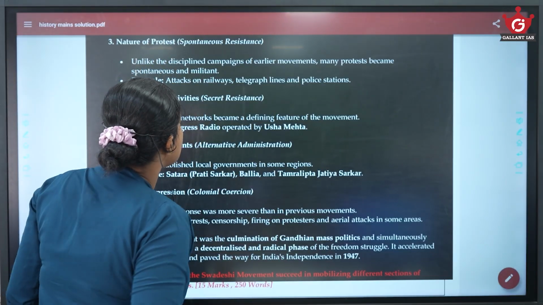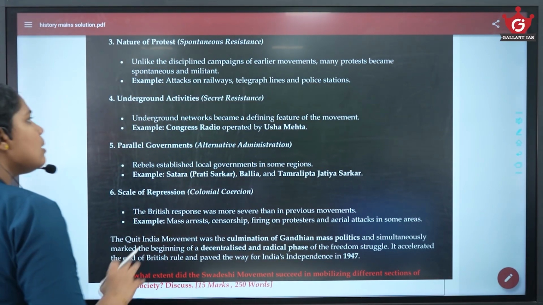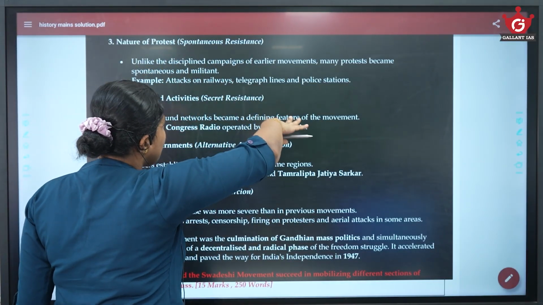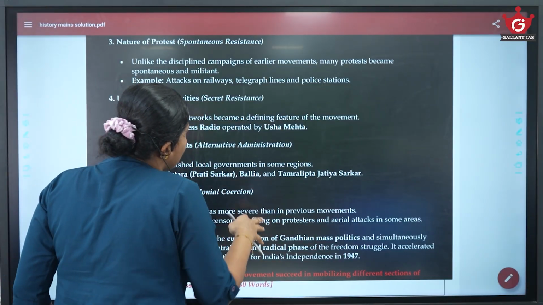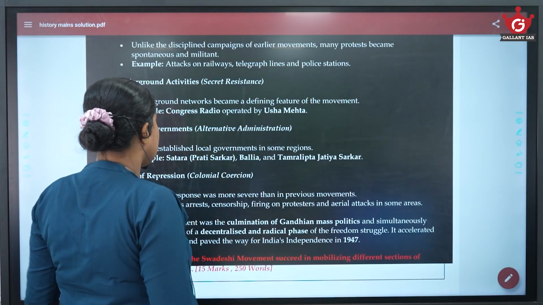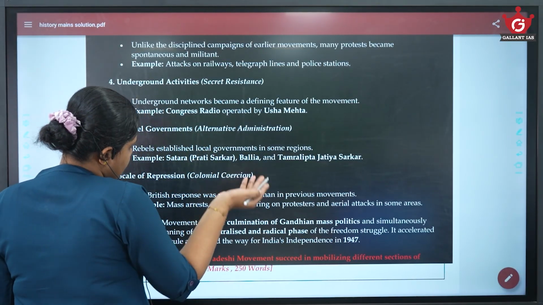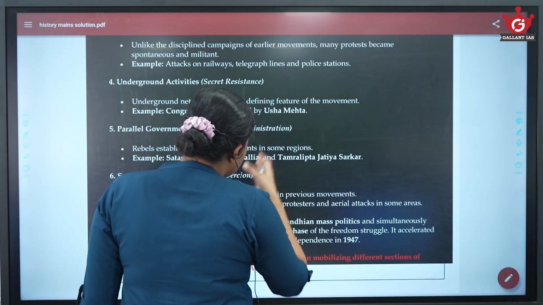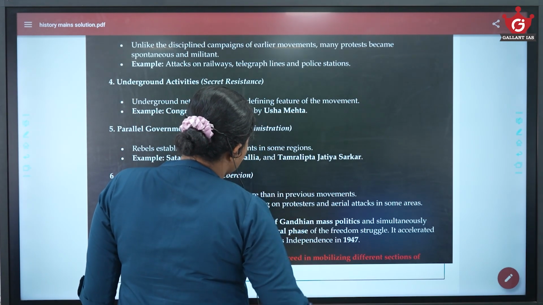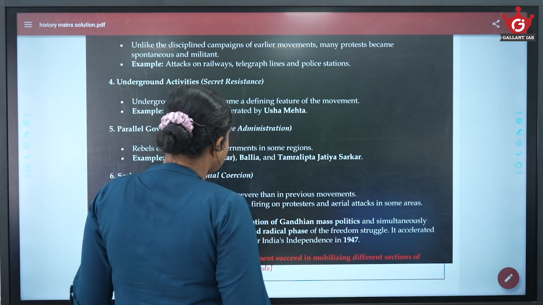It was more spontaneous. Attacks on railways, telegraph lines, and police stations you can mention. Underground activities, you can talk about secret resistance. You can talk about the Congress radio operated by Usha Mehta. Then parallel government, that is alternate kind of administration, was established at Satara, Ballia, and Tamralipta. This kind of things you can mention.